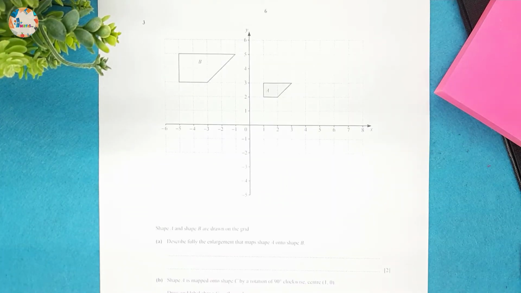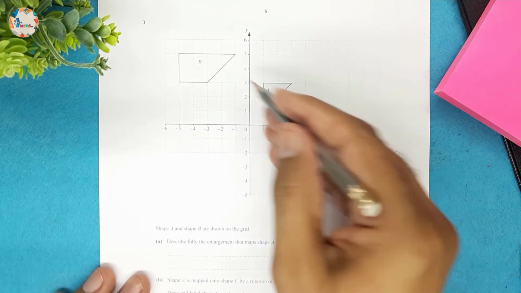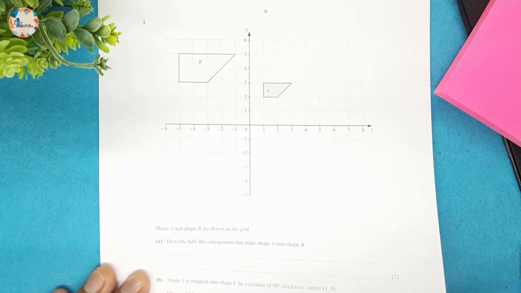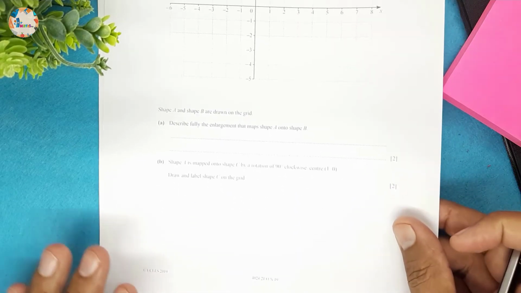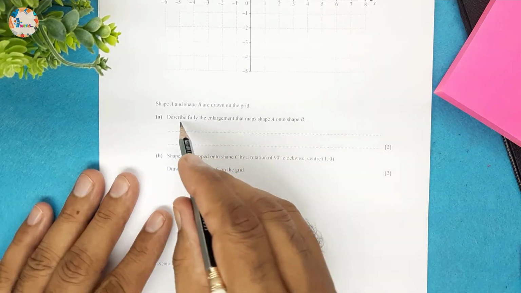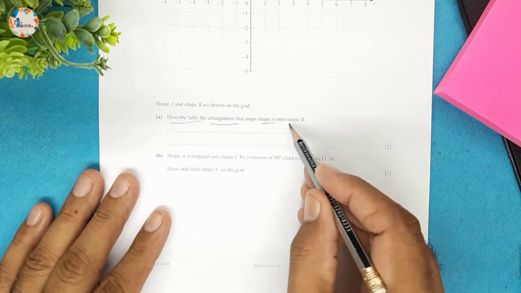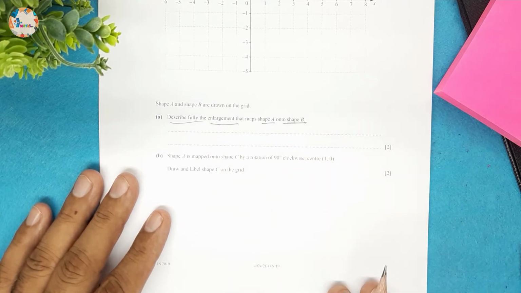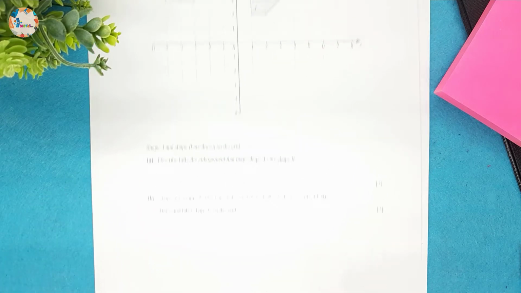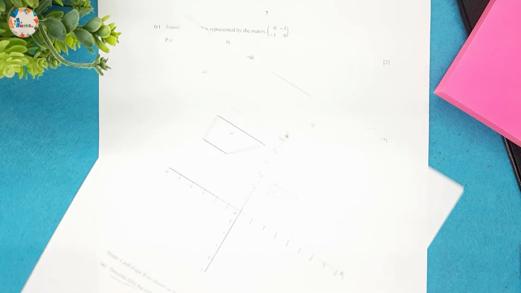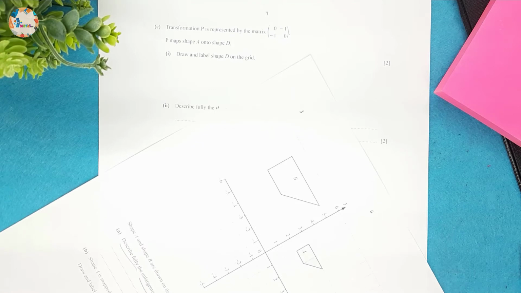Question number 3 is a transformation question. For this question, shape A is provided, B is also provided, and shapes A and B are drawn on the grid. Describe fully the enlargement that maps A onto B. So A onto B, we will be checking the enlargement. We will turn the page a little according to our convenience.